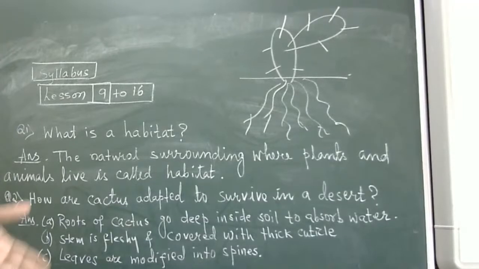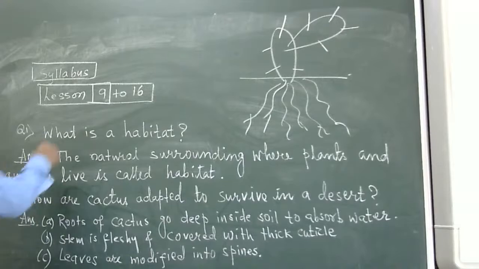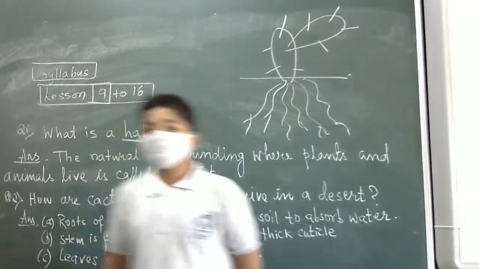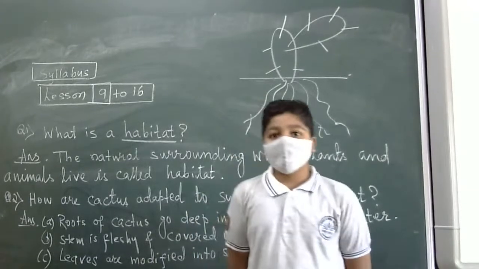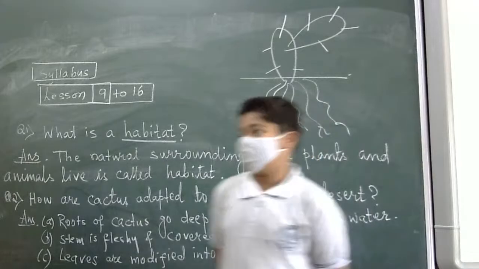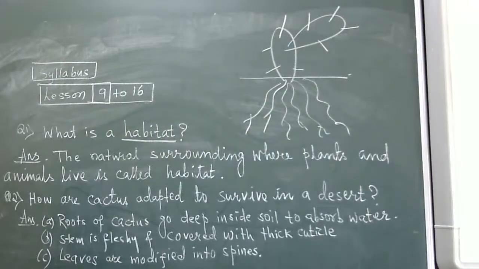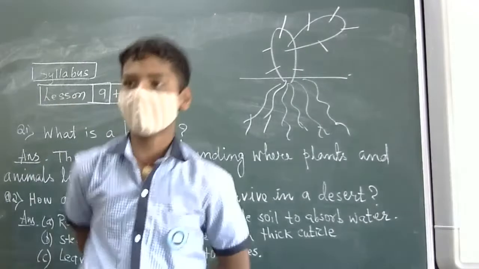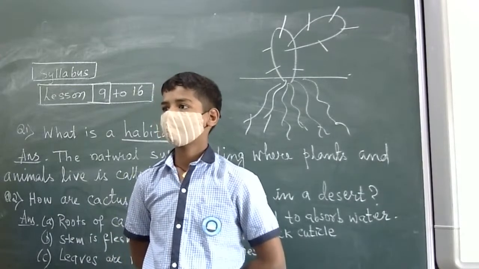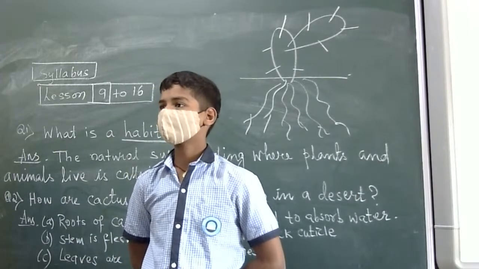Yes, you come and tell. Come in front and tell what is habitat. What is habitat? Study it. The natural surrounding where plants and animals live is called a habitat. Okay. Yes, you. A natural surrounding where plants and animals live is called habitat.